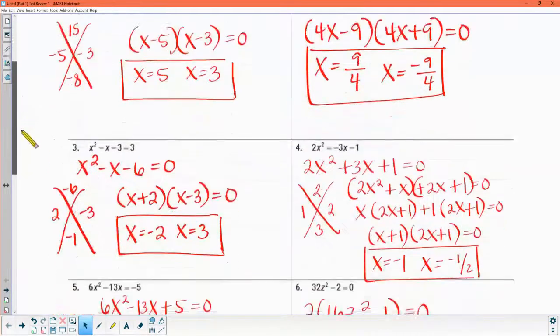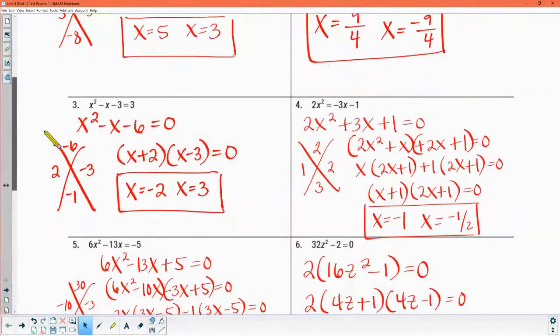For number 3, I have to move over my 3 on the right-hand side, so I subtract 3 from both sides. I get x squared minus x minus 6, so I want it to multiply to be -6, add to be -1. The two factors that do this are +2 and -3. So my two factors are x plus 2 and x minus 3. So I get x equals -2, x equals +3.